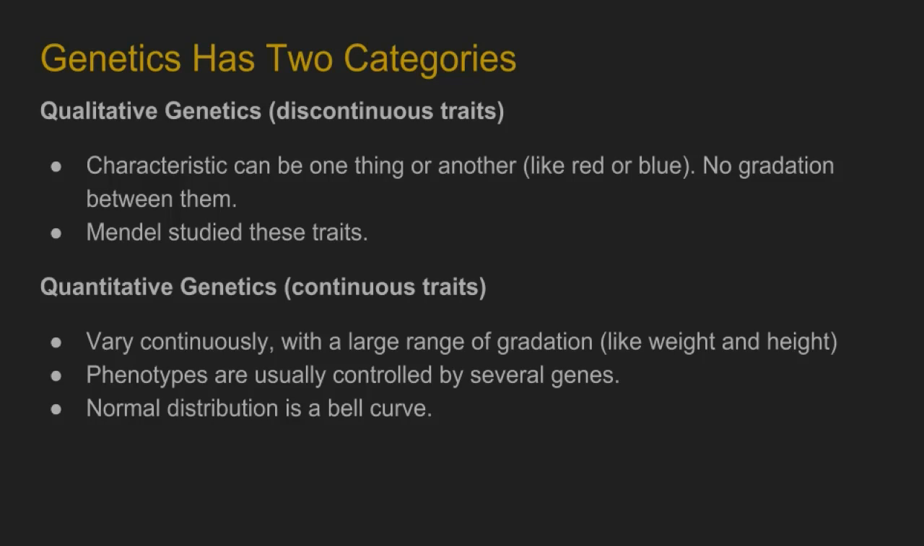Genetics has two categories, qualitative genetics and quantitative genetics. Qualitative genetics are characteristics that can be one thing or another, like red or blue. There's no gradation between them. Mendel studied these traits. Quantitative genetics vary continuously with a large range of gradation, like weight and height.